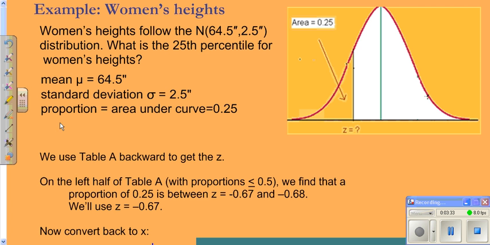So let's go ahead and look at the women's heights. Normally distributed at a mean of 64.5, standard deviation 2.5. What is it for the 25th percentile? So in other words, we're looking for how far to the right do you have to be so that this area is 25%. Well, once again, since you're looking for that data value, you're given your proportion, it's a reverse z-score process. You need to go ahead and find your 25th percentile, which is a 0.25 in your table in the back of the book.